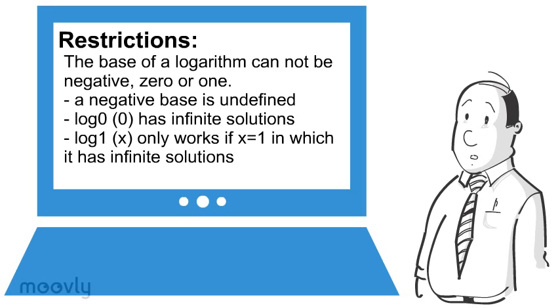There are a few restrictions to the variables in logarithms. The base of a logarithm cannot be a negative number, because a negative base with a non-integer exponent would give an infinite number of solutions. The base of a logarithm cannot be 0, because the value is undefined, considering that we can't place anything to the power of 0. Lastly, the base cannot be 1, because any value to the power of 1 gives 1.